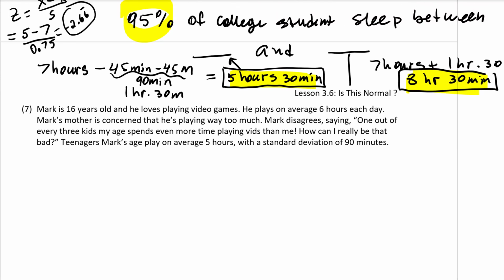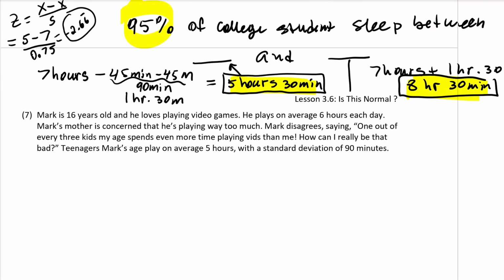So number 7. Mark is 16 years old. He loves playing video games. He plays on average 6 hours each day. Mark's mother is concerned that he's playing way too much. Mark disagrees, saying 1 out of every 3 kids my age spends even more time playing video games than me. How can it really be that bad? Now, teenagers Mark's age play on average 5 hours with a standard deviation of 90 minutes.